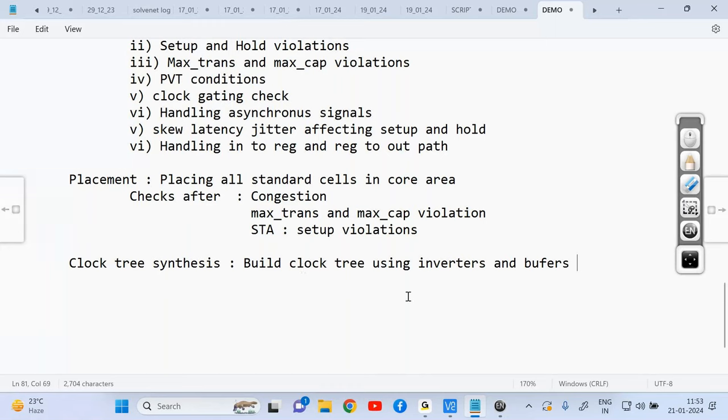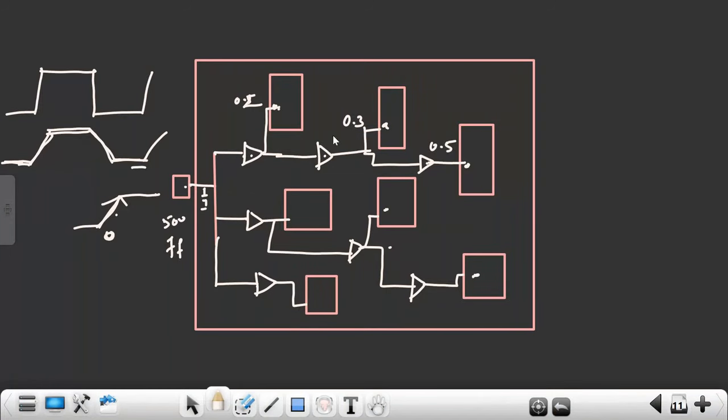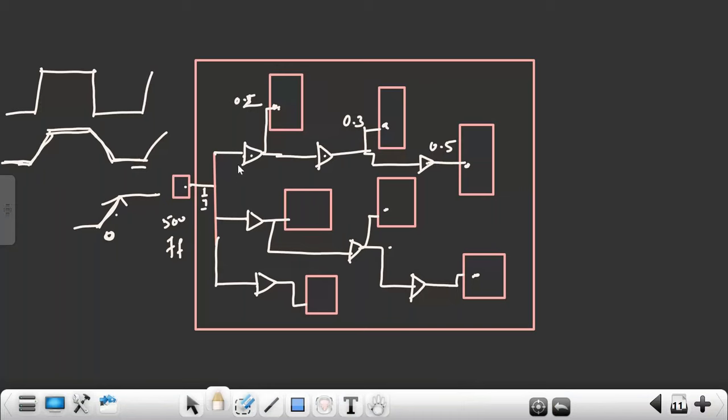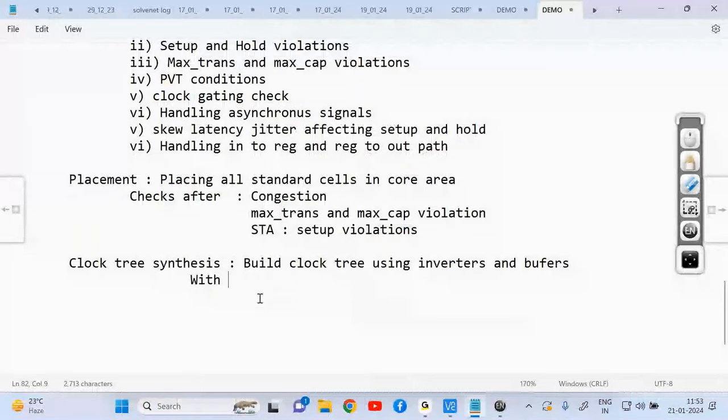So how to build this clock tree, right? The latency has to be reduced. I should be having less latency, right? Build a clock tree with less latency. Latency means time taken by the clock to reach from what? Clock port to the flip-flops. And if I have more buffers in between, I have more latency. So I should see that the clock tree is built with less latency, with fewer buffers.